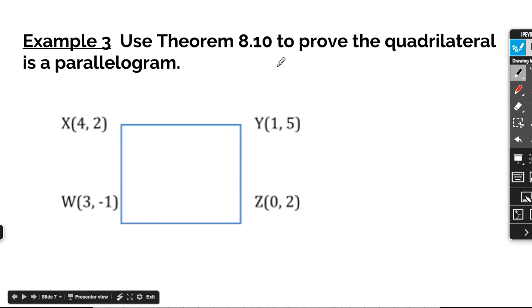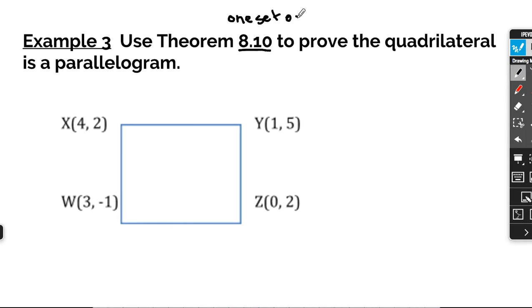So for example 3, this one says use theorem 8.10. Theorem 8.10 said that we have one set of opposite sides, and that set of opposite sides has to be both congruent and parallel. So we need to use distance and slope on this one. I tend to think that slope is a little bit easier to find, so let's make sure that they are parallel before we go into the distance formula.